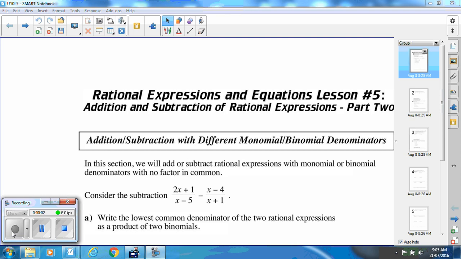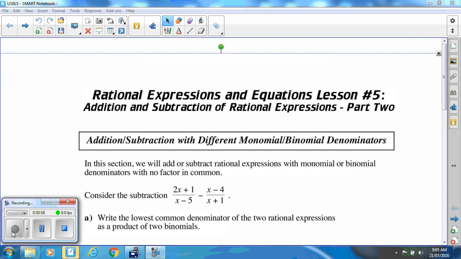All right, so this is 30-2 lesson 5 out of this stuff. And this is where we're adding and subtracting rational expressions, part 2. The good news is that adding and subtracting rational expressions is the hard thing to do with them. Multiplying them, dividing them is not that bad.